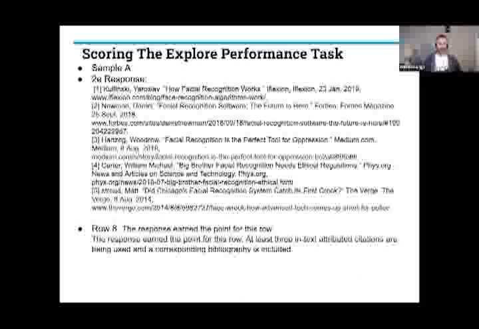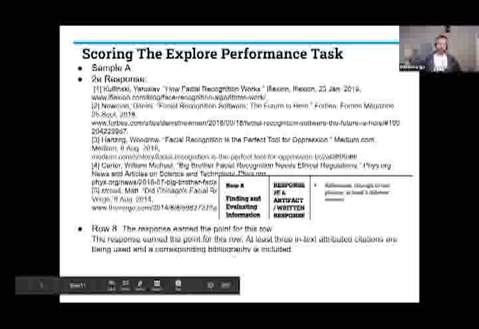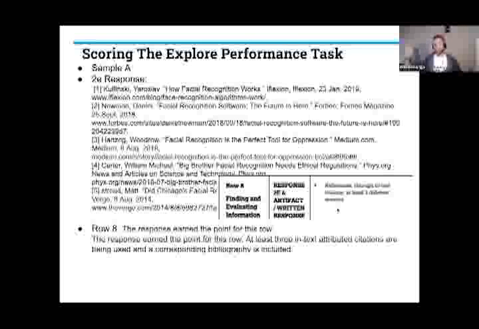Once again, row 7 says identify one data storage, data privacy, or data security concern related to the identified or described computing innovation. And of course, the answer is yes. The response earns the point for this row. The response states a privacy concern. One data privacy concern is that humans will be tracked by simply going out in public. So that's rows 6 and 7. Let's go on to row 8.